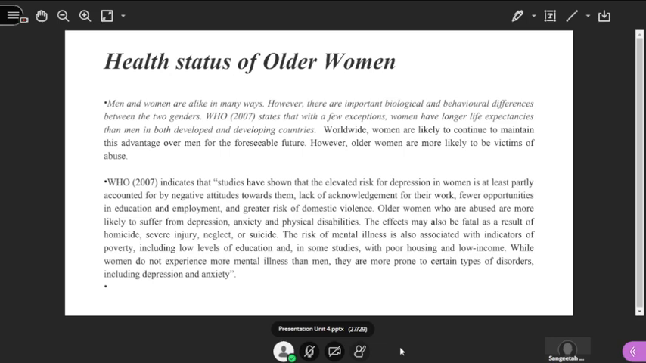Right. So the effect may also be fatal as a result of homicide, severe injury, neglect, or suicide.